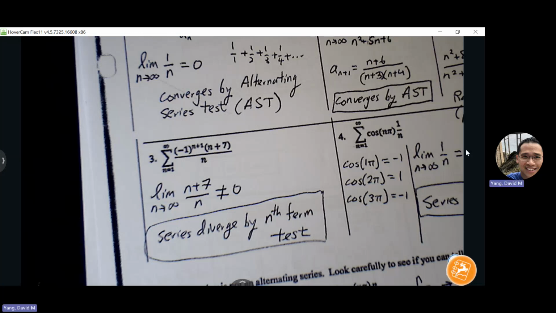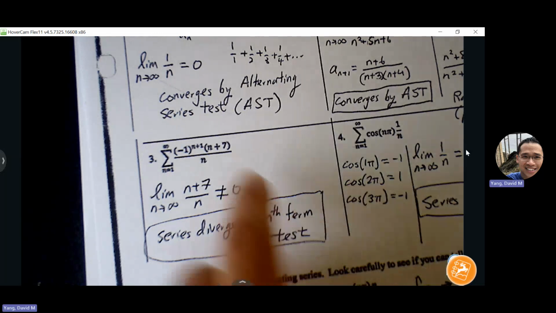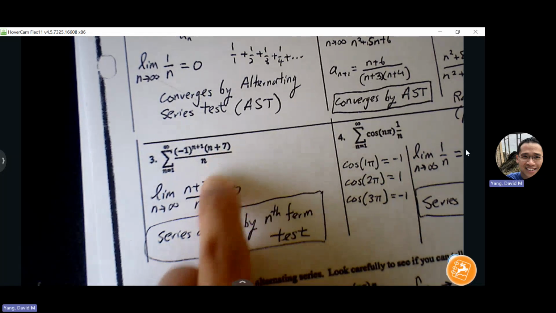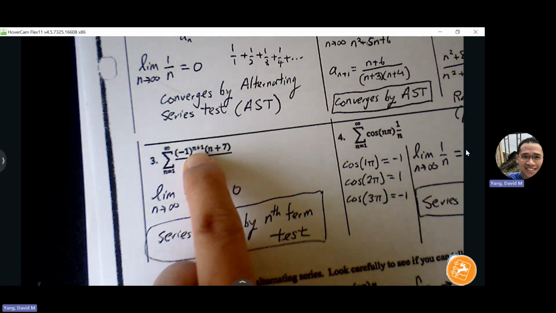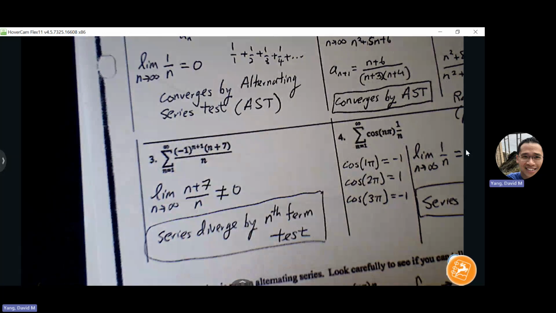It may not grow as fast as a diverging series without the alternator, but they're both going to diverge. So the big idea here is that if my rule of sequence doesn't go to 0, then I don't care about that alternator. It's not going to help enough to make it converge ever.